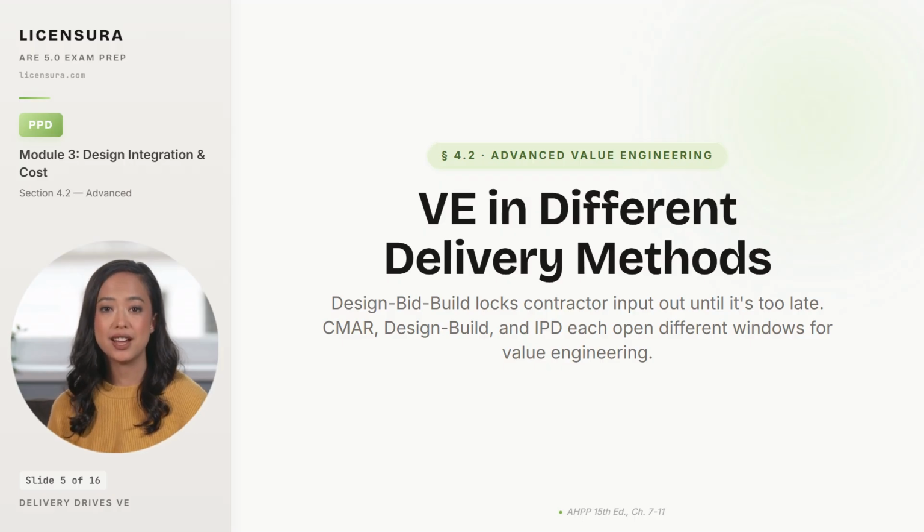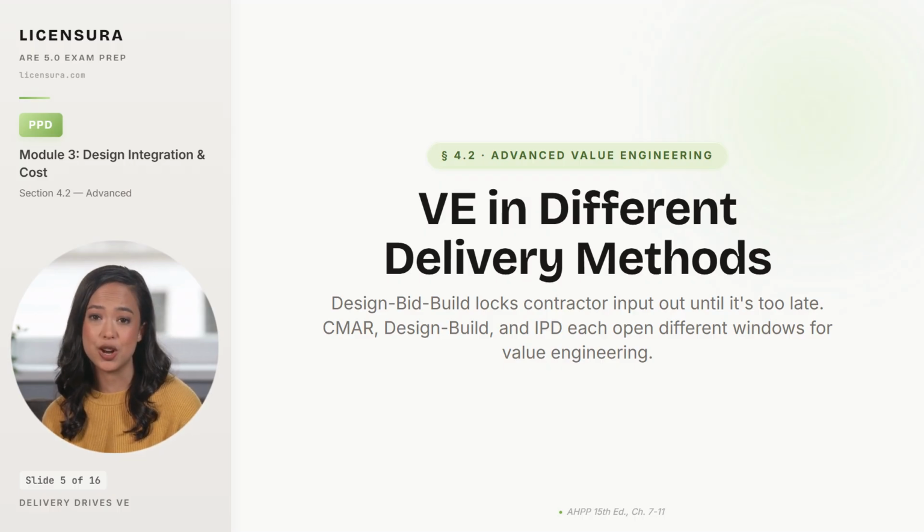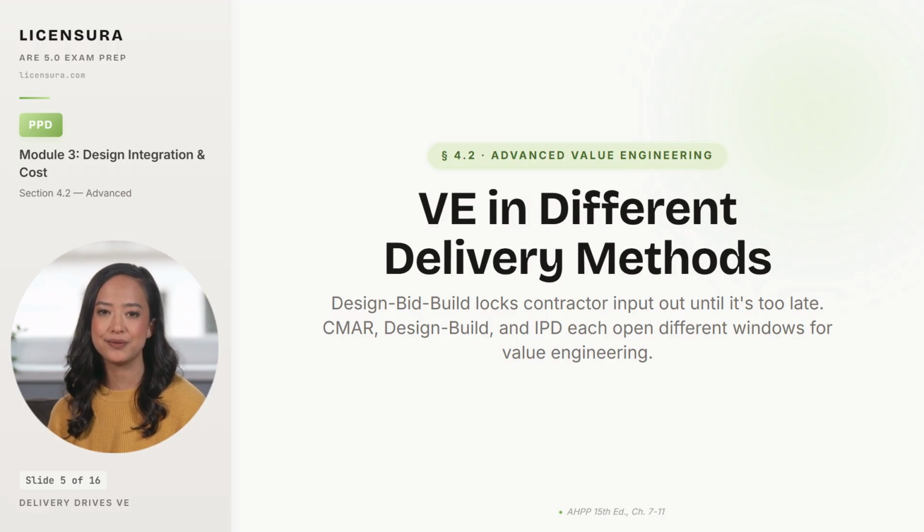Under CMAR, the construction manager is on board through design and provides continuous cost feedback. Under design build, the builder shapes design from day one. And under IPD, every team member shares in savings. Pick the wrong method, and you can be sued for negligence when post-bid VE produces a result the owner could have had earlier and cheaper. 4 delivery methods each create different VE windows. Know which one you have.